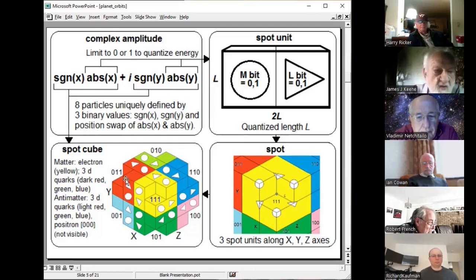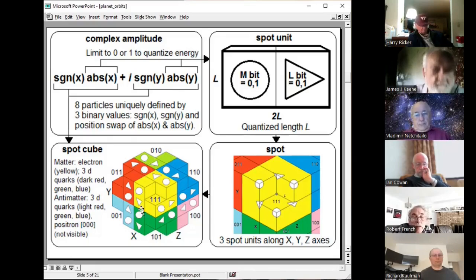Now, we then can use this idea of the spot. Turns out there are 8 permutations. The direction of the L bit, it could be going one way or the other. The sign of the M bit could be plus or minus as far as electric charge and color goes. And to make a long story short, we define the spot cube as a spatial model.